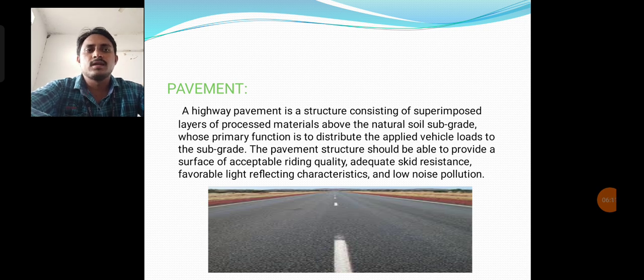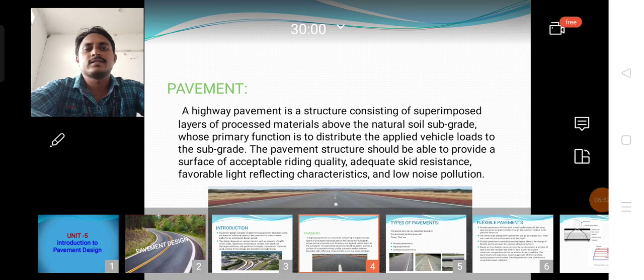So here the main concept is that the applied vehicular load is distributed to the soil subgrade. Between the soil subgrade and the surface we also have layers. The pavement structure should be able to provide acceptable surface riding quality, adequate skid resistance, favorable light reflecting characteristics, and low noise pollution. So this is the meaning of pavement and its characteristics.